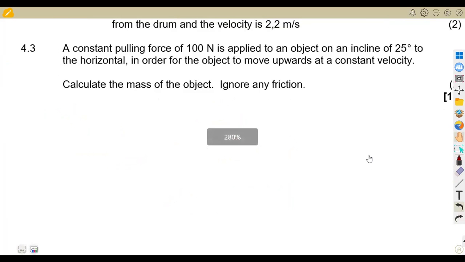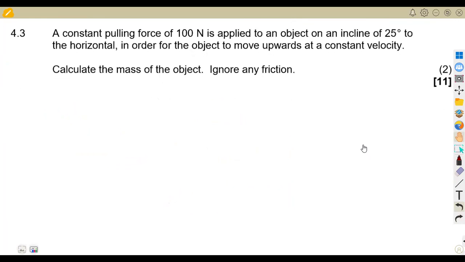All right, so on this part, they are saying here, a pulling force of 100 Newton is applied to an object on an incline of 25 degrees.